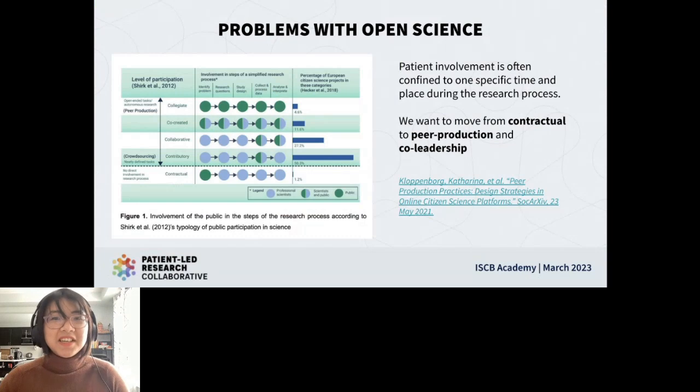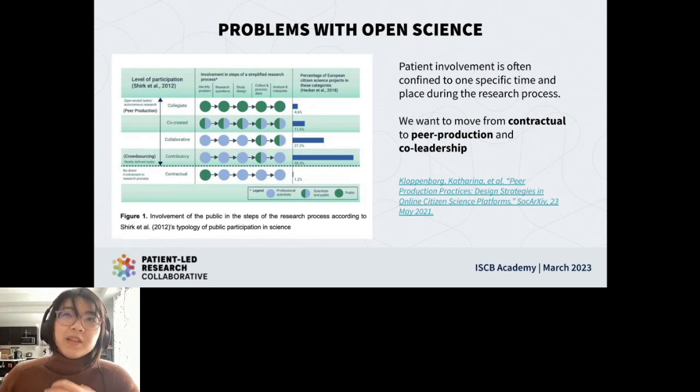And so let's get into the next part. I'm very excited to present the patient-led model. But before that, I want to frame the conversation a bit with the problems that we see with open science models from our perspective. This is a paper that we quite like called The Peer Production Practices, Design Strategies in Online Citizen Science Platforms, published not too long ago.